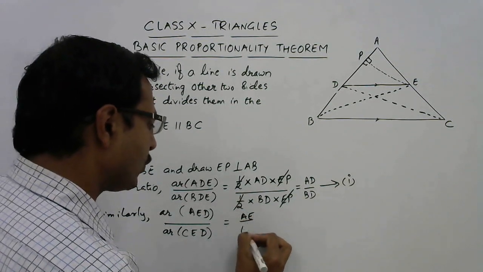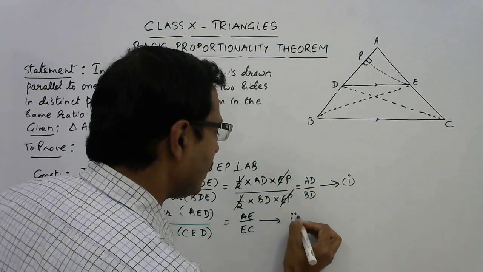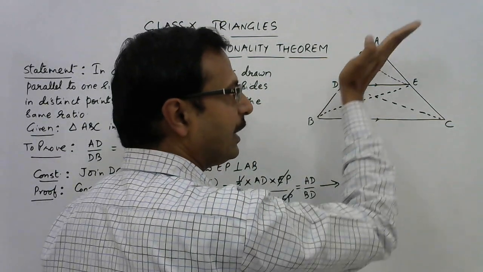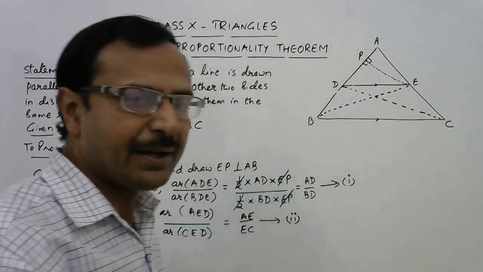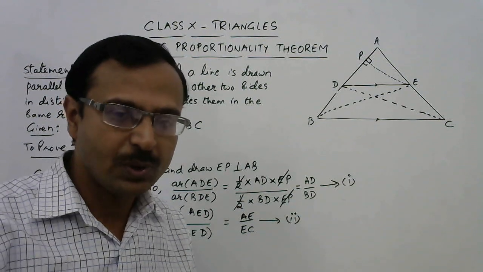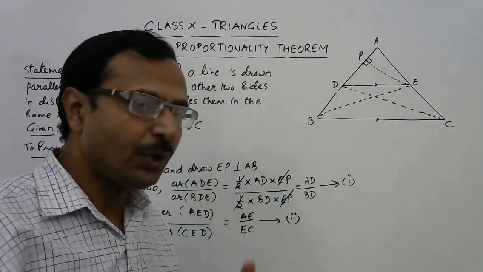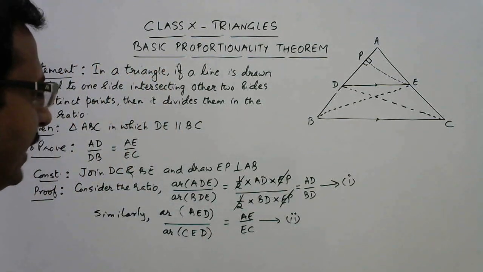Friends, you don't need to prove it. You can just write it similarly, because if you have to prove it, then you have to draw another perpendicular from D on AC. You can do that, and in some books it is given like that also. But even if you write similarly, then you will not lose any marks in board exams. So let's see the next step.